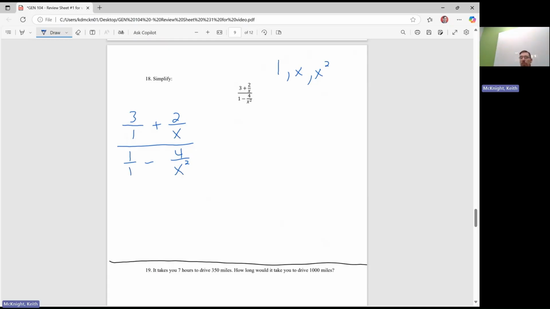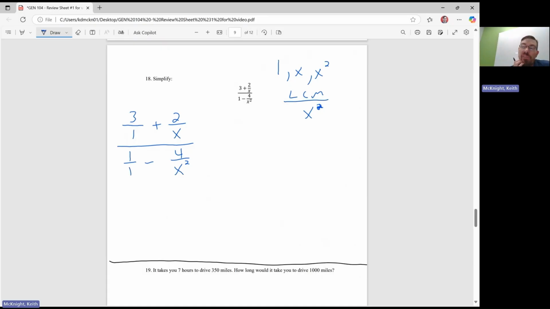Never go smaller than the highest power. And if you have numbers, you need to make sure you're accounting for whatever the least common multiple of those numbers will be. So for 1, x, and x squared, our least common multiple will be x squared because they all can go up to x squared, which means that is all we need.